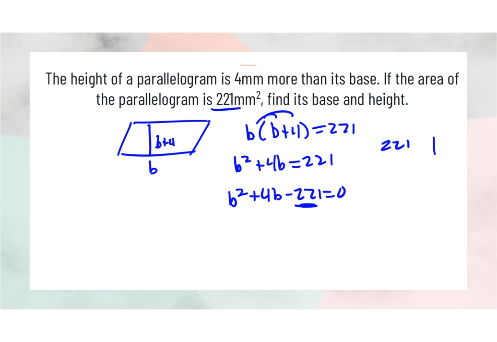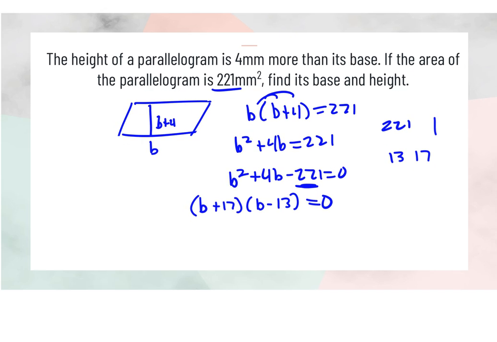Okay, 3 does not work. All right, 6 does not work. 8 does not work. 11 does not work. 13 and 17 work. So I want to have b plus 17 and b minus 13. Okay, so b plus 17, b minus 13.